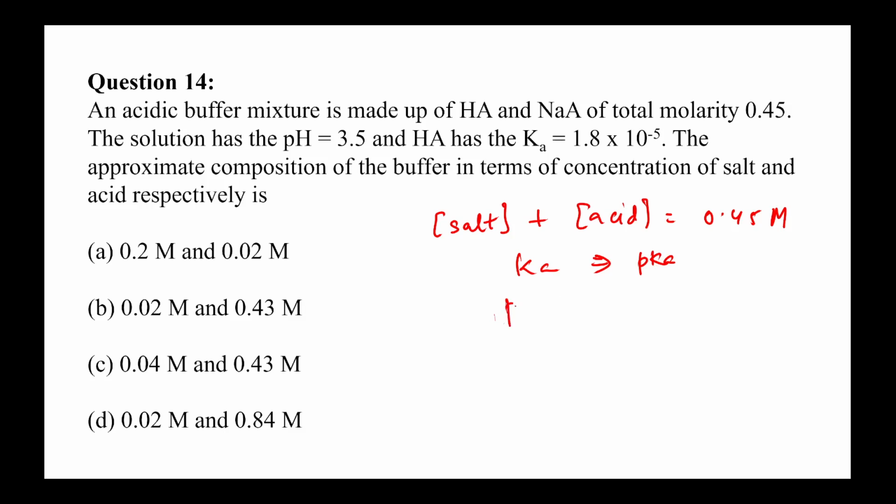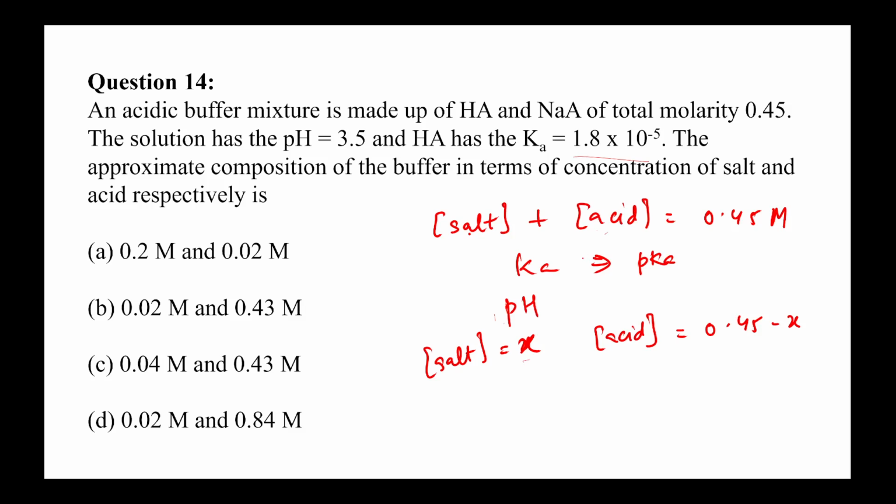You have the pH, so just replace it in the Henderson equation, where you can either assume salt concentration or acid concentration as X. So if you take salt concentration as X, then acid concentration would be equal to 0.45 minus X, and then replace these values in the Henderson equation and you will get the answer. First calculate pKa, take the negative log of this and then replace these values.